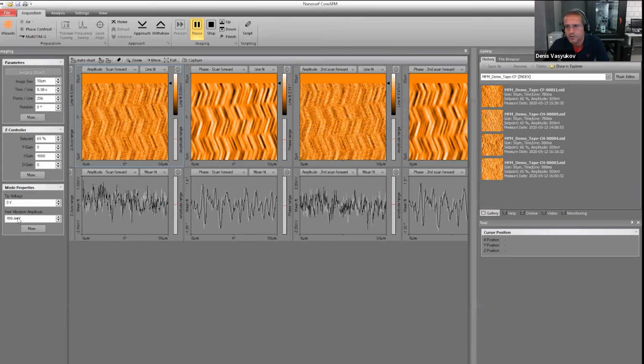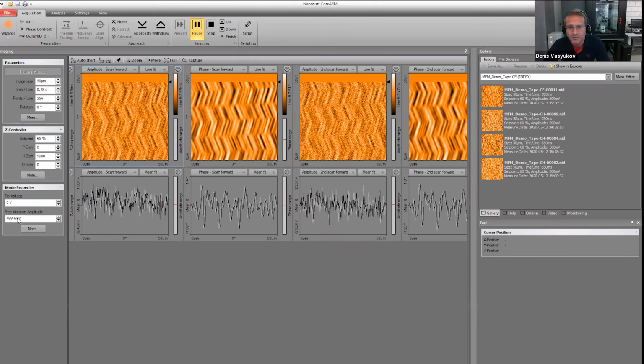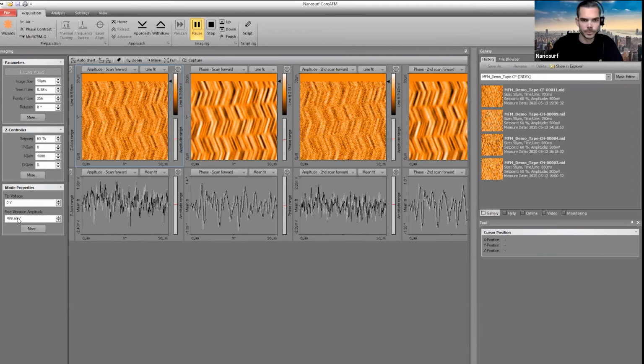Frankly, I find it much easier to go more by trial and error. You start with 500 millivolts, see if the signal to noise is good, then you can decrease it and see how the quality of your signal decreases. Yeah, trial and error. Okay, good tip. Thank you.